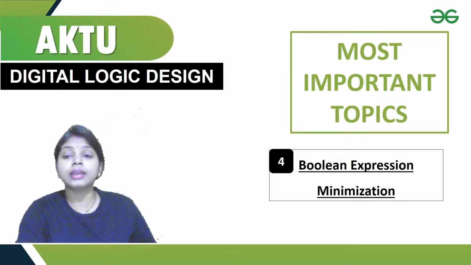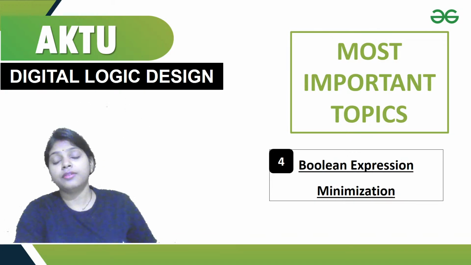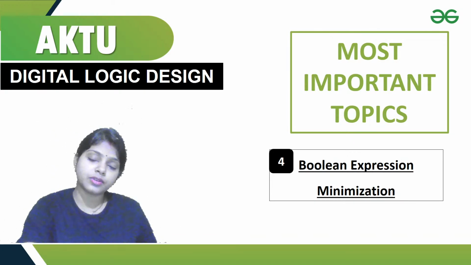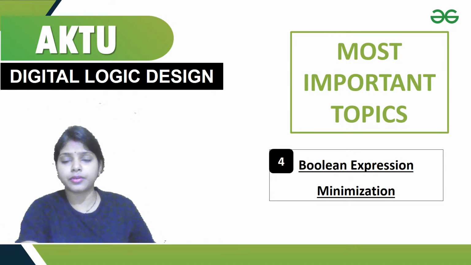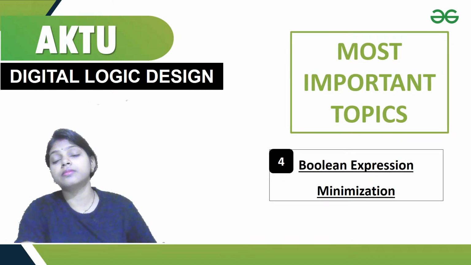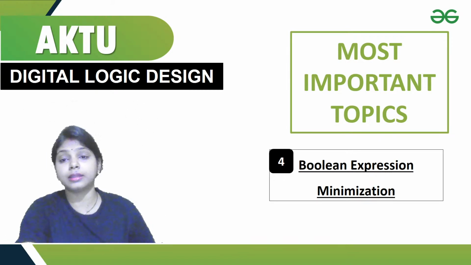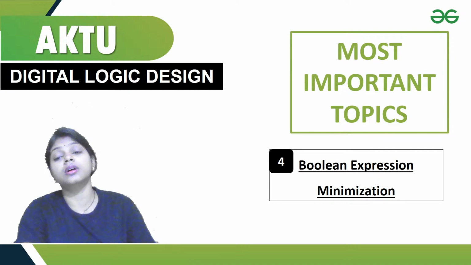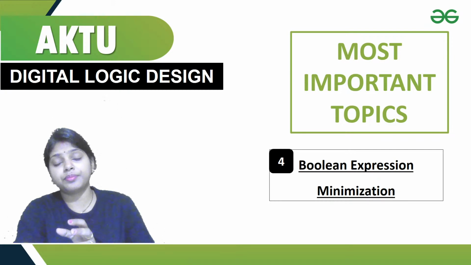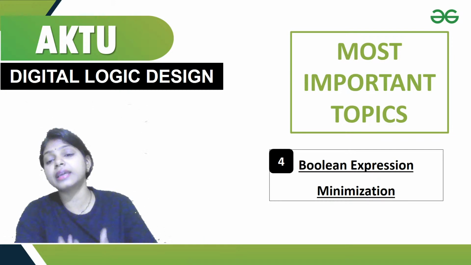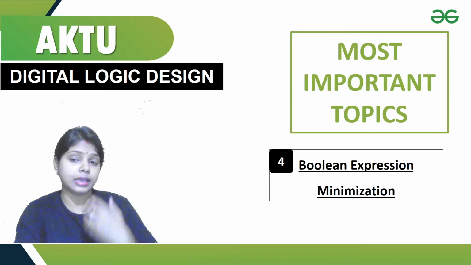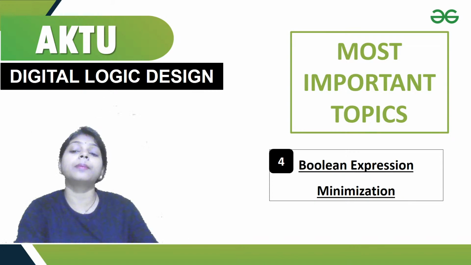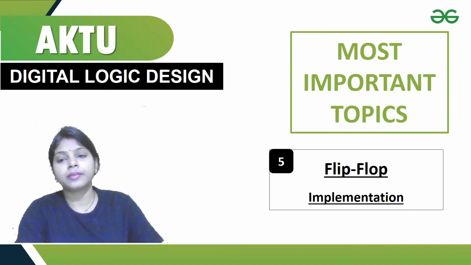Next one is your Boolean expression minimization. For that you can use two methods. First one is your algebraic method, right? And second one is your k-map method. You can use both methods, but yes, you must know the procedure to create k-map. What are the key points you need to remember? I'm telling you again and again, k-map is very important, right?